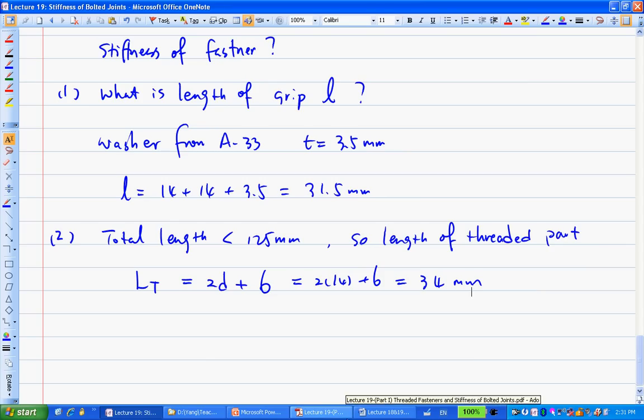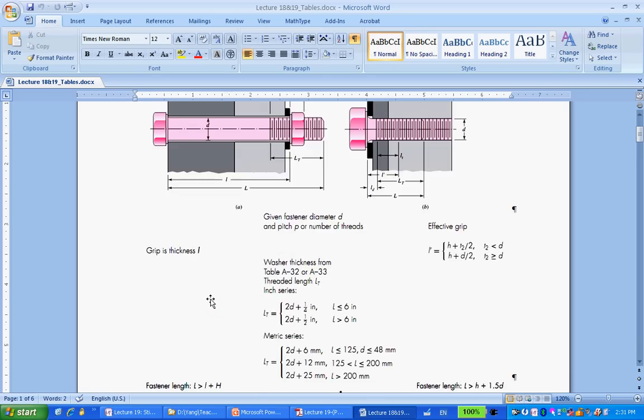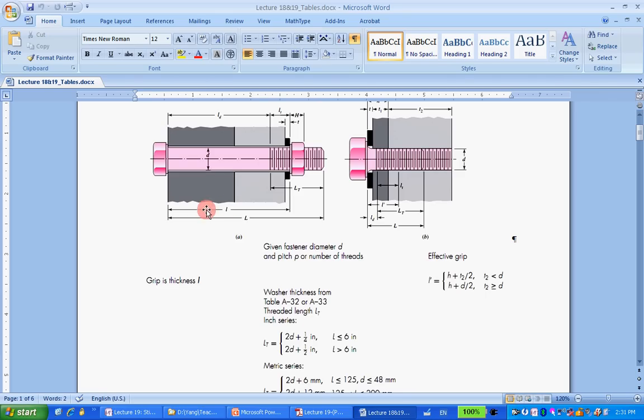Okay, so let's go back to this table again. You see there is a note here: fastener length L needs to be greater than L plus H. So what is L here? You've got to be clear about each one of the variables here. L is what do we call it? The grip, right? The grip.